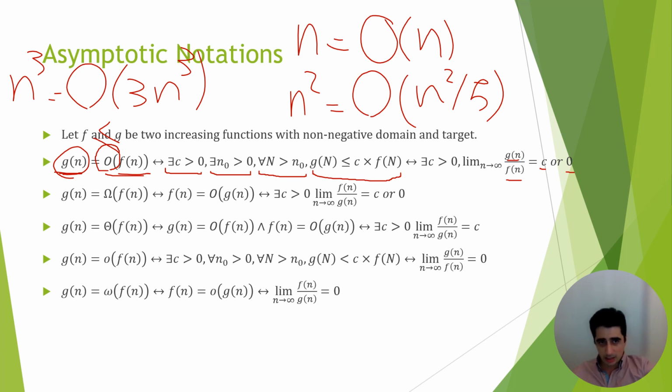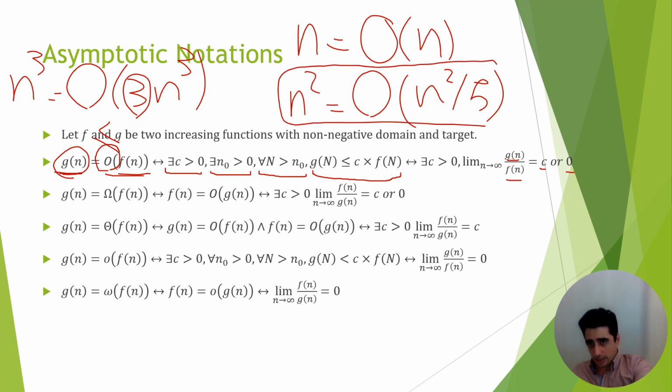As you see, a constant value multiplied by n cube is not going to have any impact on the growth rate of n cube, because n cube grows in a similar fashion regardless of what its coefficient is. Similar to this example, n squared is big O of n squared over 5, because they both have the same n squared term, but they have different coefficients. The coefficients do not affect the growth rate of functions, right?